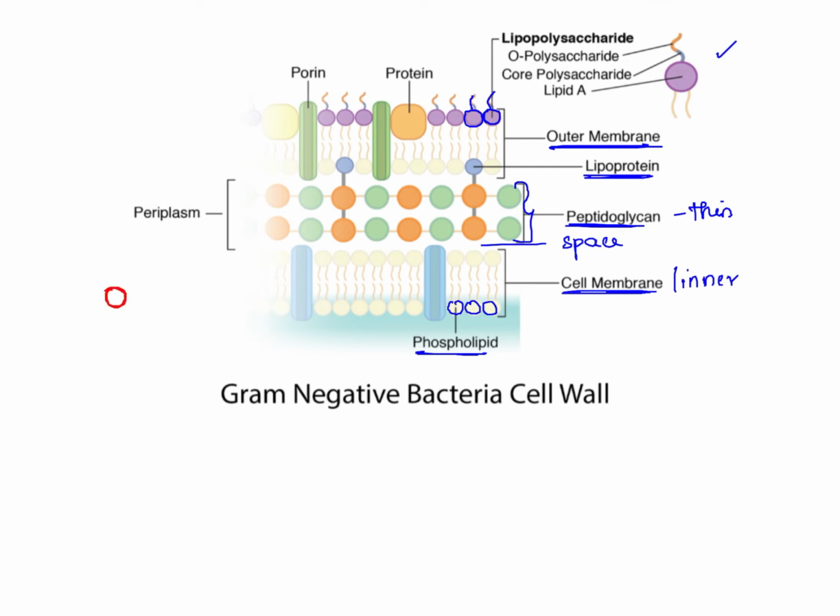This is the lipid A as demonstrated in the picture, and then we have the core polysaccharide, which connects the lipid A to the oligosaccharide, that is the O polysaccharide. This is the O polysaccharide, the center portion is the core polysaccharide, and this is the lipid A. We have lipid A and O polysaccharide with the core polysaccharide in the center.